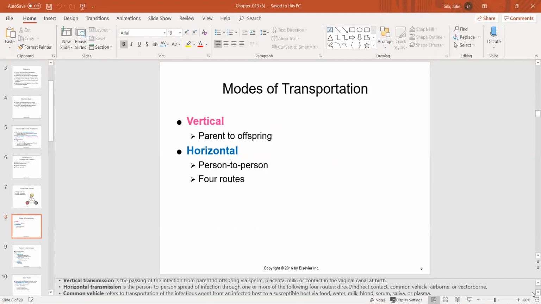Horizontal transmission is person-to-person spread of the infection through one or more of the following routes. So it could be direct or indirect contact. It could be airborne or vector-borne, or like common vehicles like that. And then the common vehicle, when we talk about that, that means the transportation of the infectious agent from the infected host to the susceptible host through like food or water or plasma or blood or something like that.